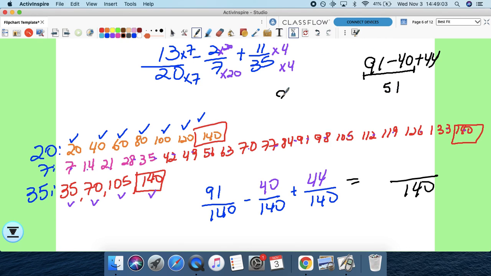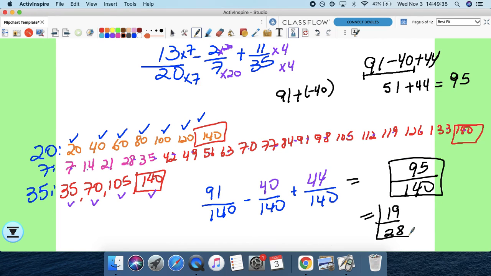If you think about it, 91 plus negative 40. Who's going to win? The positives. Why? Because they have 51 more. And then we do plus 44, so that's easy. 51 plus 44 gives us 95. I'm going to put 95. If we can simplify, divide that by 5, we get 19. Divide that by 5, we get 28. Okay, so if you got up to here, you're good. If you went one more step, even better.